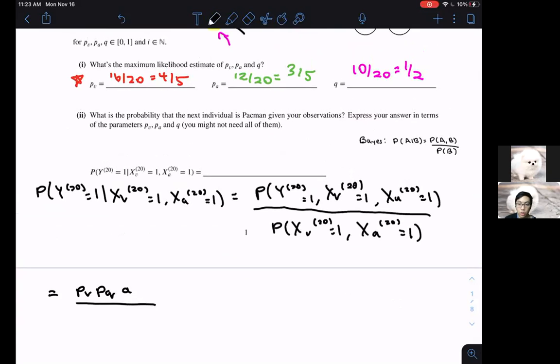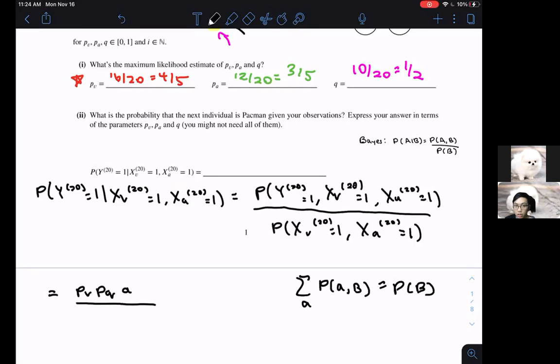Now this is divided over the joint probability of just xv equal 1 and xa equals 1. And to get that, we can use the law of total probability to sum out the variable that we don't need from the top, and then just get the joint distribution of the bottom. So recall that the law of total probability says that if I sum over some variable a of probability of a comma b, that's the joint distribution of a and b. If I sum out a, I can just get the probability of b.